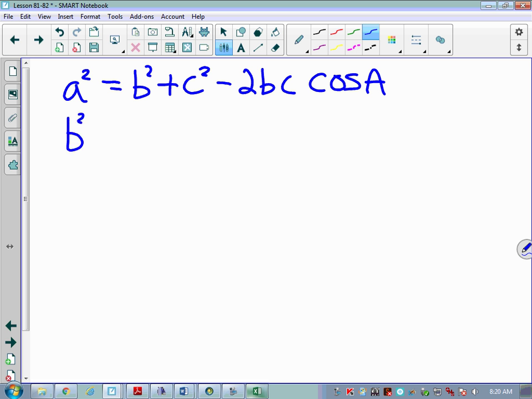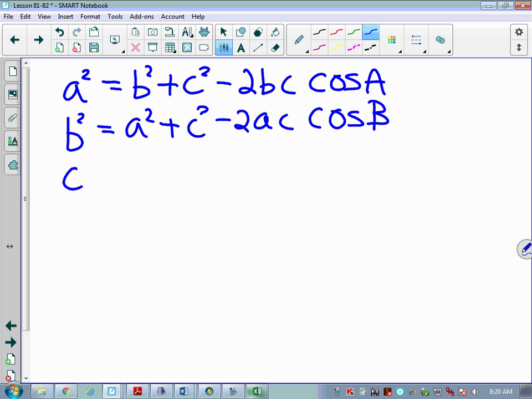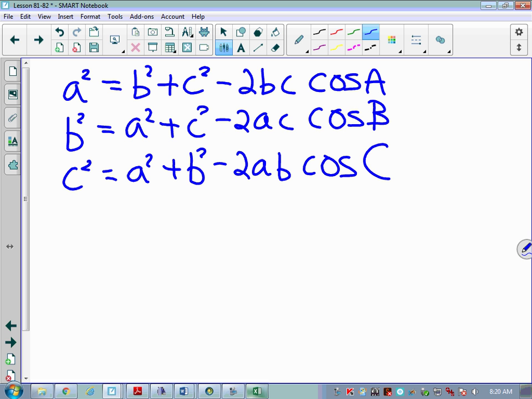So essentially, b squared equals a squared plus c squared minus 2ac cosine b, and c squared equals a squared plus b squared minus 2ab cosine c. Okay, do we remember this at all? Hopefully a little bit.